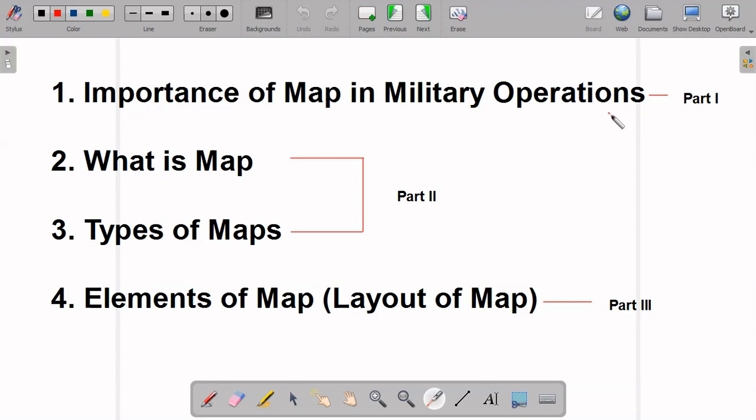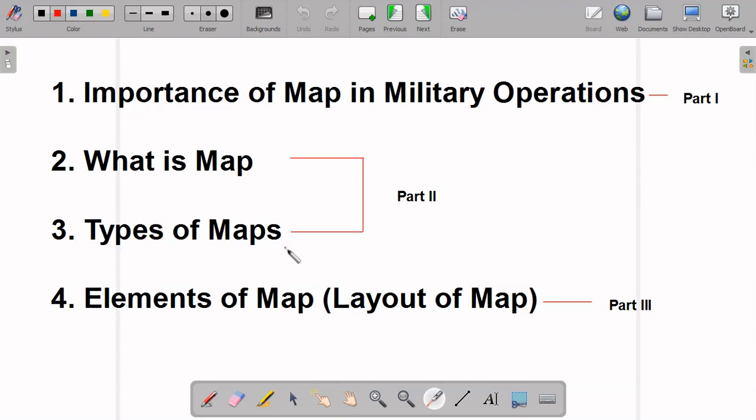In the same way, under the title Introduction to Map Reading Part 2, I explain various elements of the map or layout of the map. In order to understand the elements of the map and layout of the map, you can watch my another video lecture on Introduction to Map Reading Part 3. In this particular lecture, I focus to explain the meaning of map and to explain various types of map.